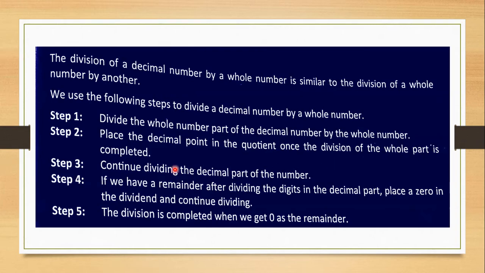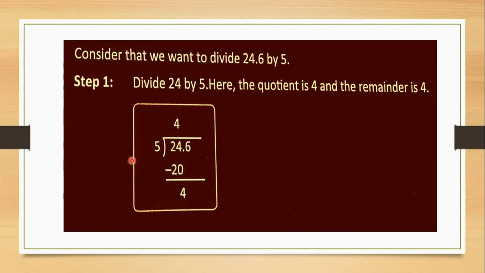I'll show you stepwise how you have to divide. Step 3, continue dividing the decimal part of the number. Step 4, if we have a remainder after dividing the digits in the decimal part, place a 0 in the dividend and continue dividing. Step 5, the division is completed when we get 0 as the remainder. Clear? Now I'll show you stepwise how to do it.